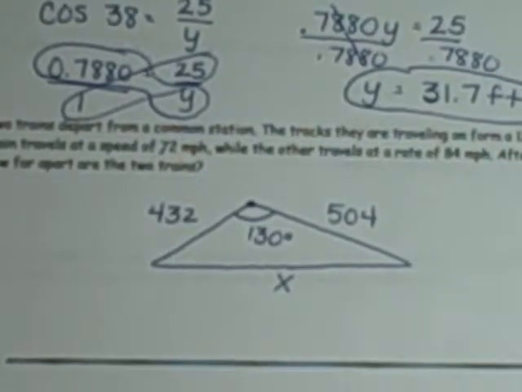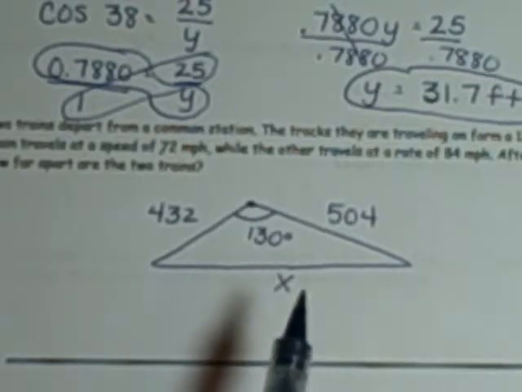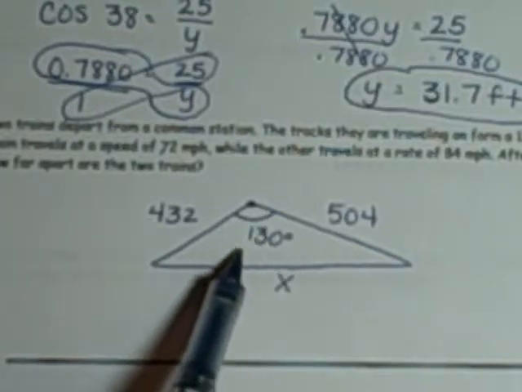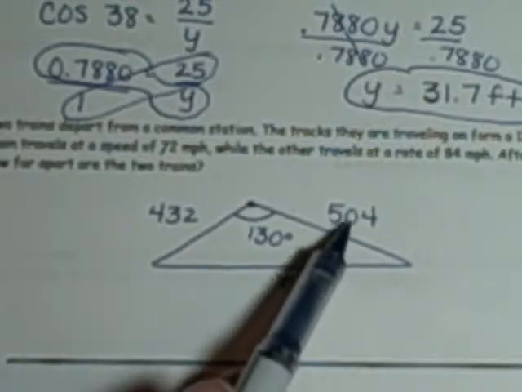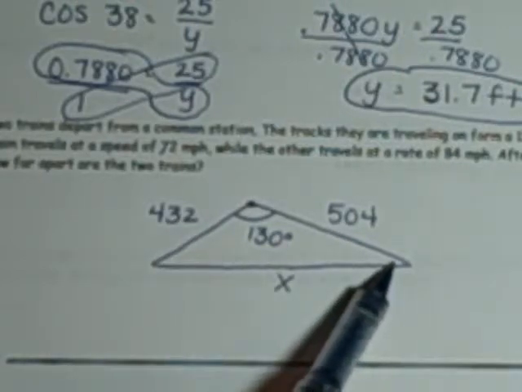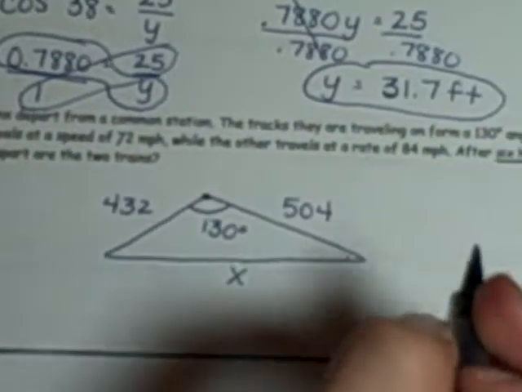Okay, once again, this is not a right triangle, so I am stuck using either law of sines or law of cosines. I would love to use law of sines. The problem here is that while I have a pair here, the 130 and the x, I don't have angles to go with either one of these sides. So I'm not going to be able to use law of sines. I'm going to be using law of cosines.